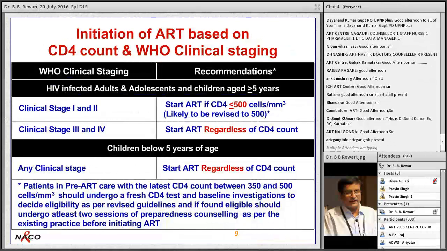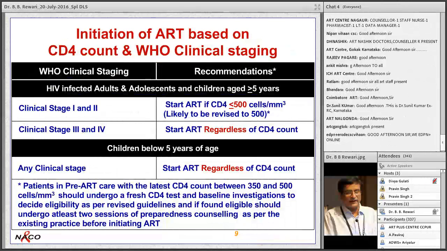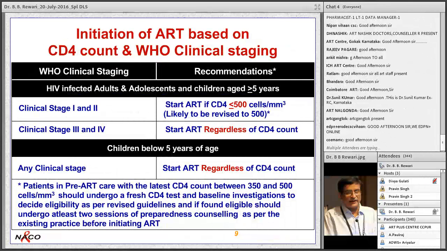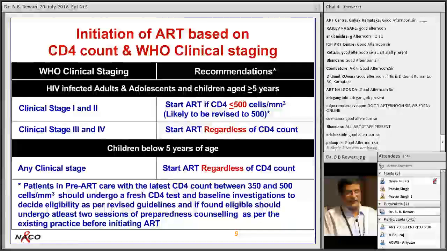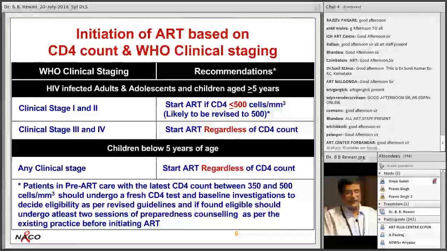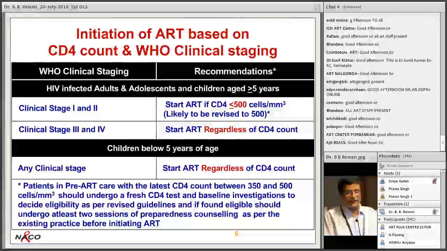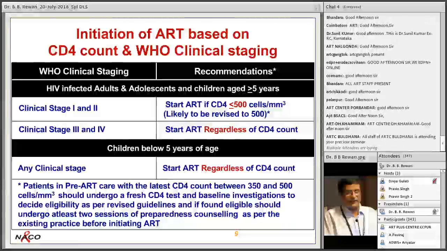You start all PLHIV in clinical stage 1-2, meaning thereby most of them will be asymptomatic. Start ART if CD4 is less than 500 cells. This has already been revised to 500 cells. Clinical stage 3 and 4, start ART regardless of CD4 count, meaning thereby any CD4 count, a person having WHO clinical stage 3 and 4, you start ART.